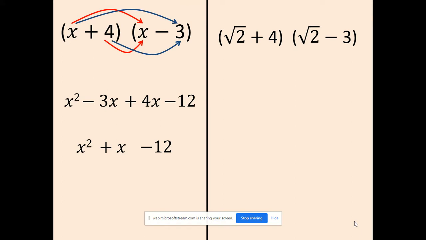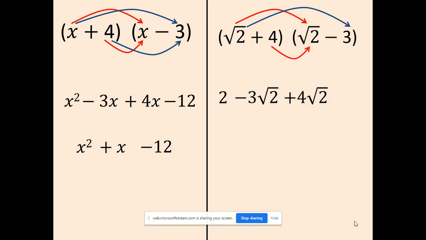Okay, using our arrows again. Root 2 times root 2. What did we say root 2 times root 2 is? It's just 2. Okay, and then root 2 times minus 3. Okay, well, look at the previous question. X times minus 3 was what? Minus 3x. So root 2 times minus 3 is just going to be minus 3 root 2. And then 4 times root 2 would be plus 4 root 2.